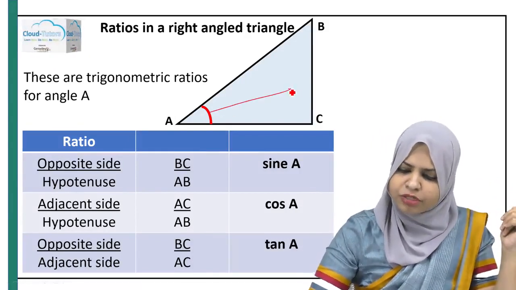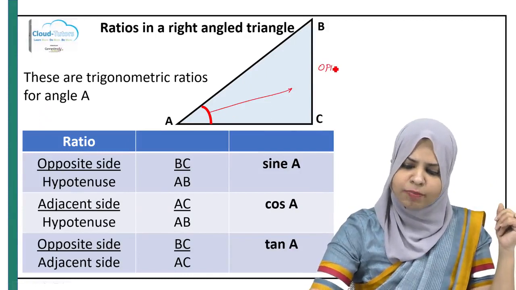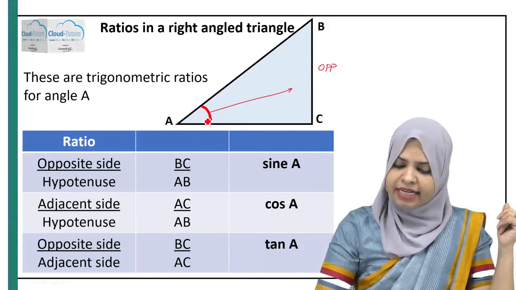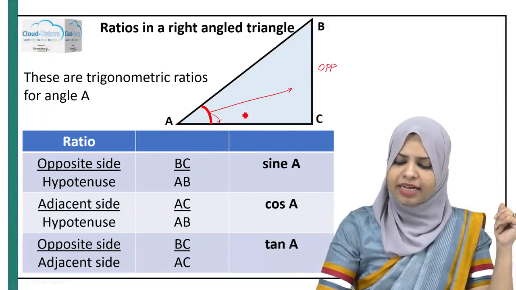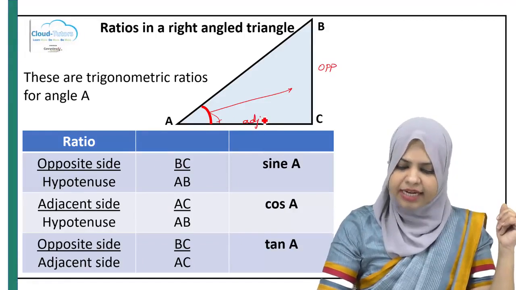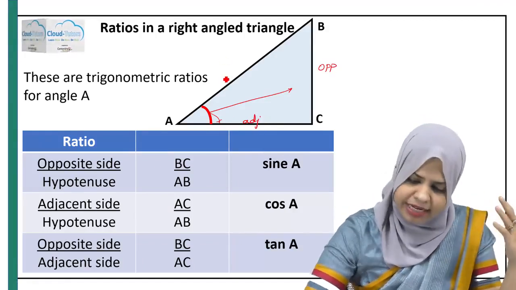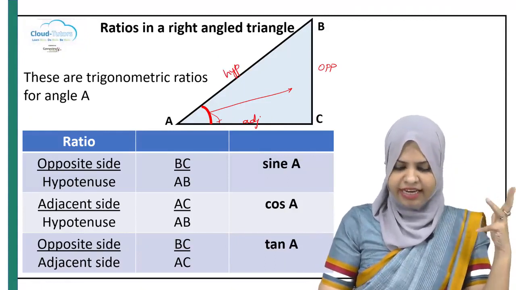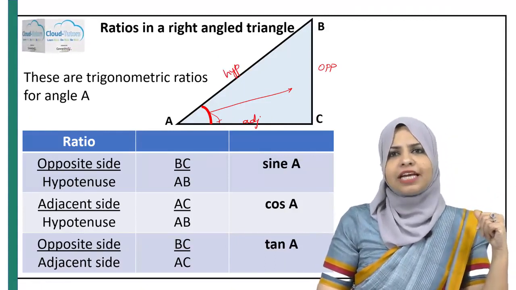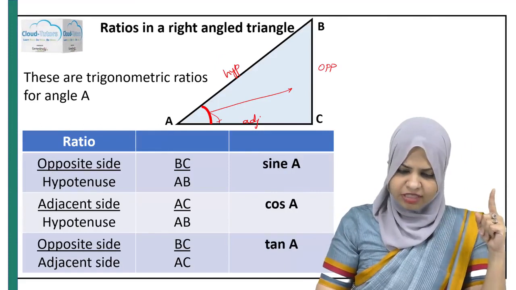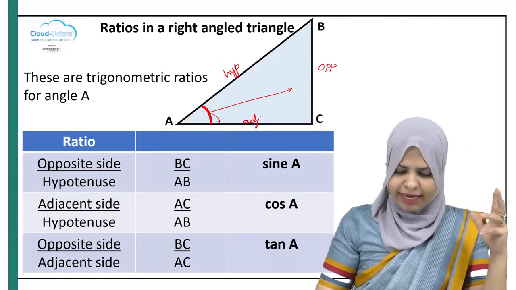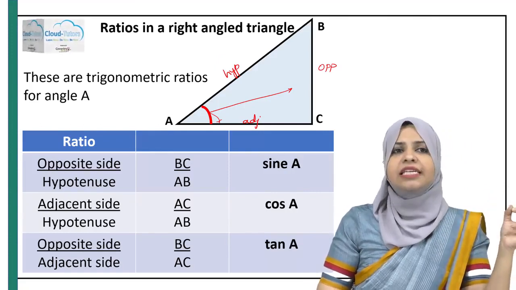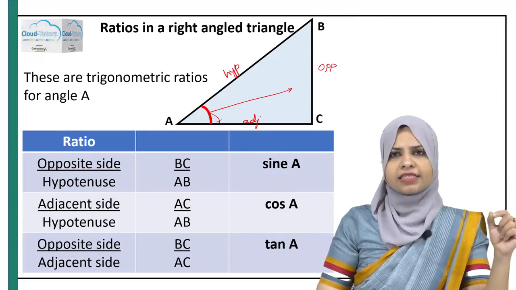So the side opposite to this angle is called the opposite side, and the side right next to the angle is called the adjacent side, and the biggest side is called the hypotenuse, right? And the ratio of sine A is given by opposite side by hypotenuse, and cos is given by adjacent by hypotenuse, whereas tan is given as opposite by adjacent side.